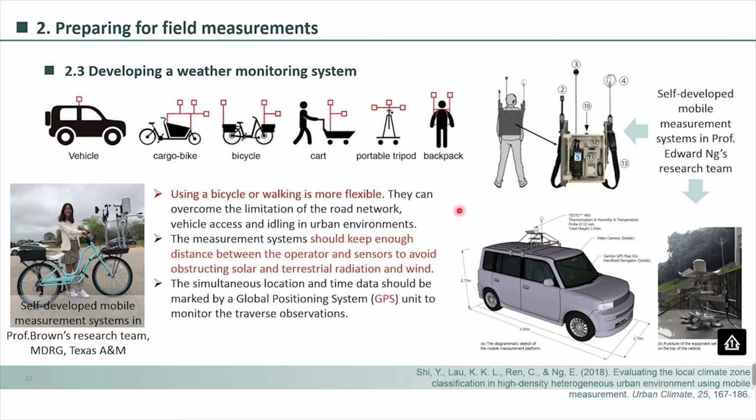And there are 3 points I want to tell you. First is that using a bicycle or walking is more flexible because they can overcome the limitation of the road network, the vehicle access, and the ideal urban environment. The other point is please remember to keep enough distance between the operator and sensors to avoid obstructing solar and terrestrial radiation and wind. And I also suggest you use a GPS because it can help you record the location and the time.